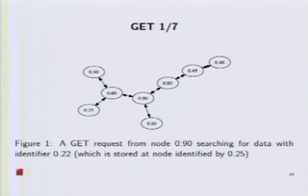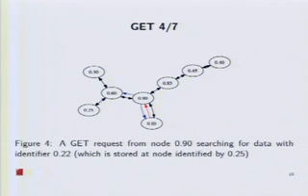So now we have an example of an actual GET request in our example network again. Here we are, we're starting from 0.90, the node 0.90, and we're searching for data identified by the key 0.22. So first 0.90 finds its closest peer, which is 0.1, and it routes to it. 0.1 doesn't have anybody to route to, so it replies that it doesn't have the data.